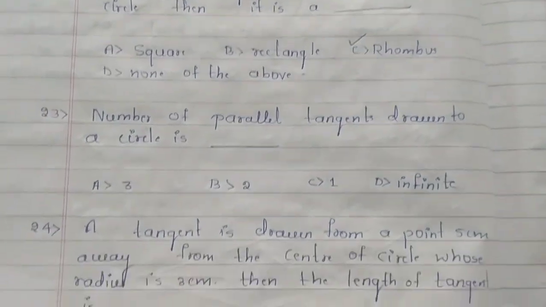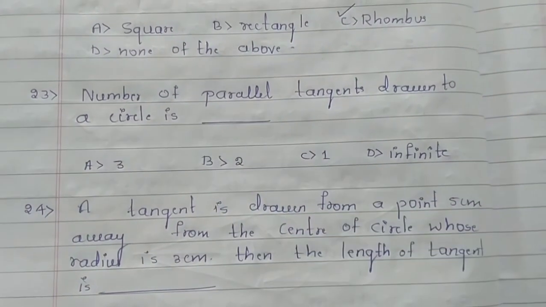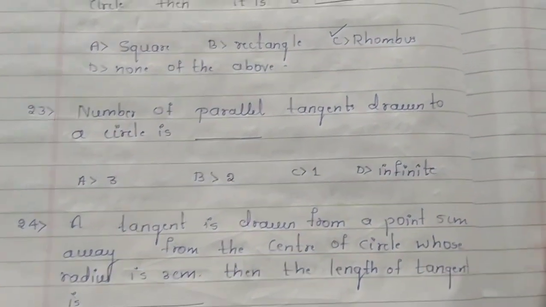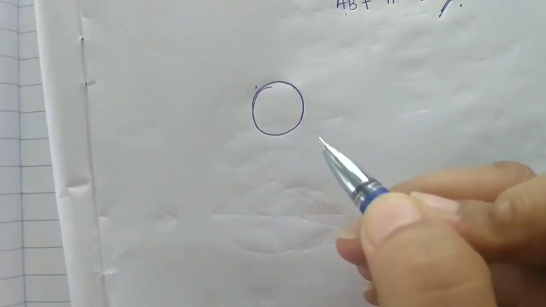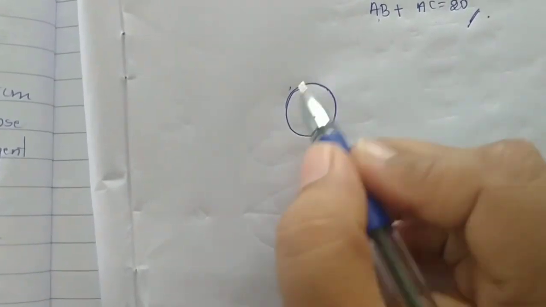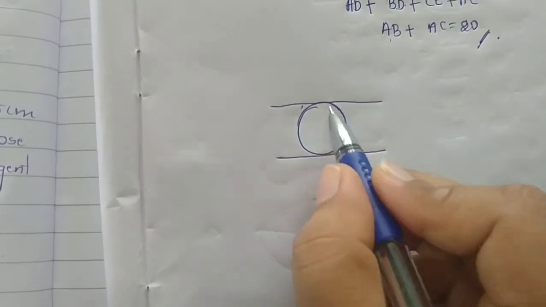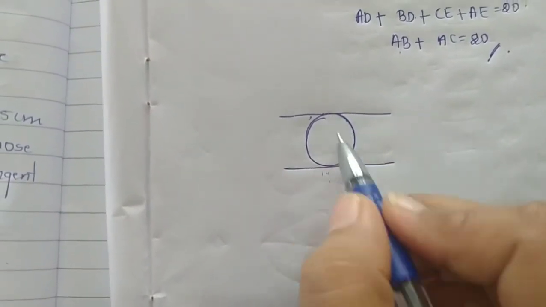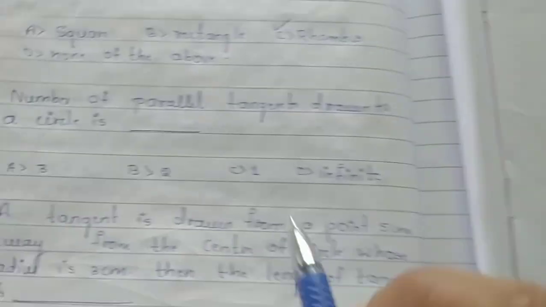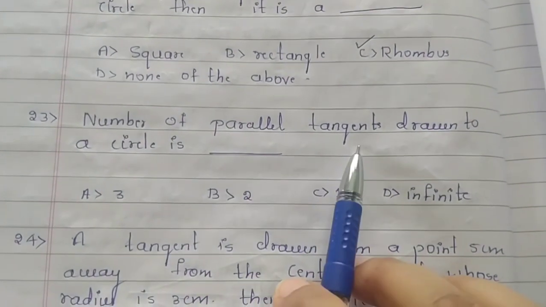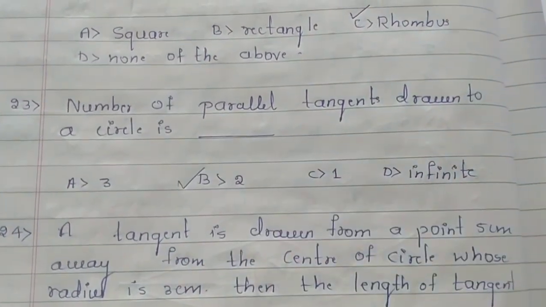The next question is the number of parallel tangents drawn to a circle. How many parallel tangents can be drawn to a circle? If you consider this, you can see these two are the tangents which are parallel to one another, right? So we can conclude that two parallel tangents can be drawn to a circle. The correct answer is option B.